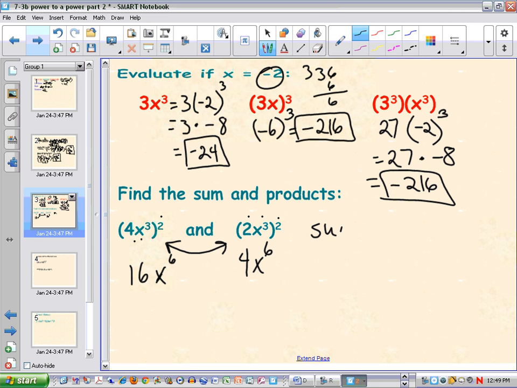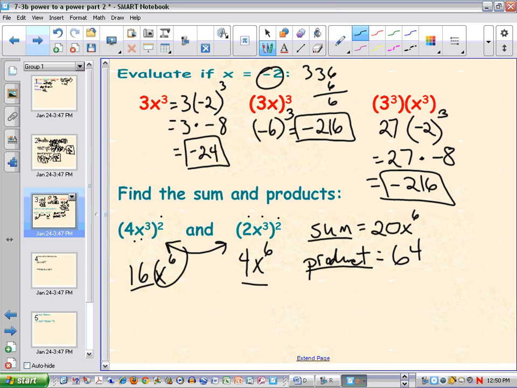So the sum, let's add these together. First of all, can we even add those together? Yes, because they're like terms. So 16 and 4, 20 x to the 6th if we collect. For the product, we need to multiply. So 16 times 4, 64. X to the 6th times x to the 6th. We're multiplying with like bases, so keep the same base. Add the exponents.